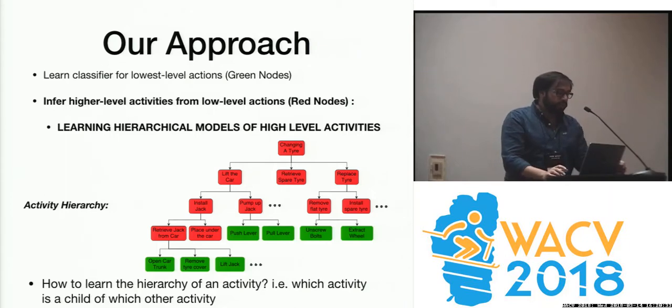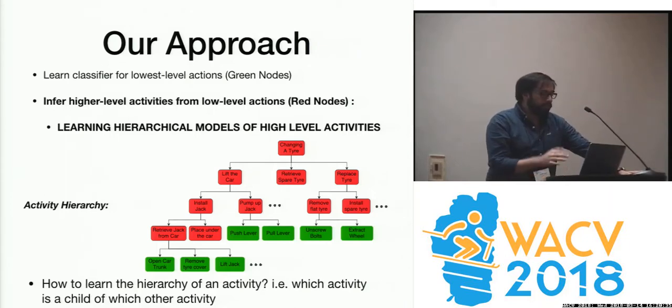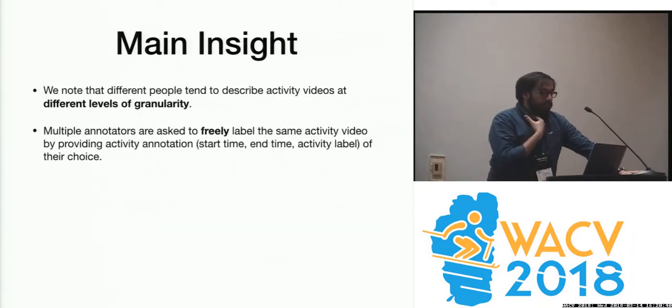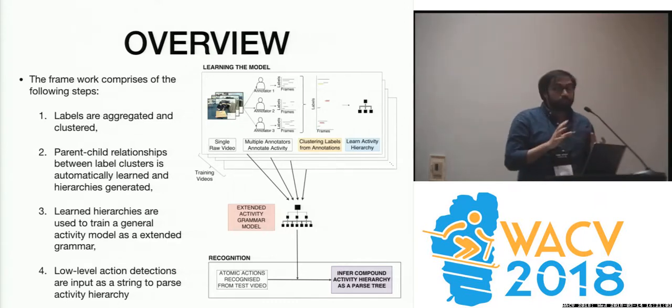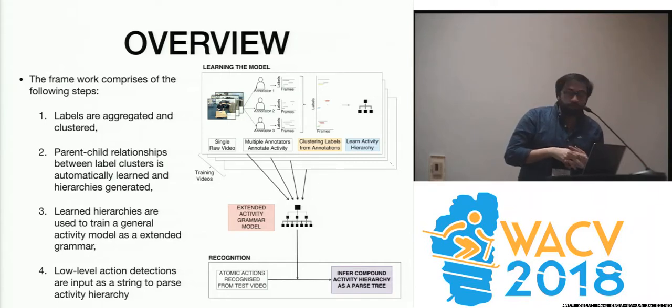So the question is, how do we learn a hierarchy of an activity? That is to say, which activity is a child of which other activity? The main insight that we noticed is that different people tend to describe activities at different levels of granularity. So we asked a lot of people to annotate videos and free label them. We didn't tell them anything about what to do or what not to do, just to identify an activity label, start and end time. And what we noticed is that they were able to identify different activities at different levels. So we want to exploit that to learn the entire model.